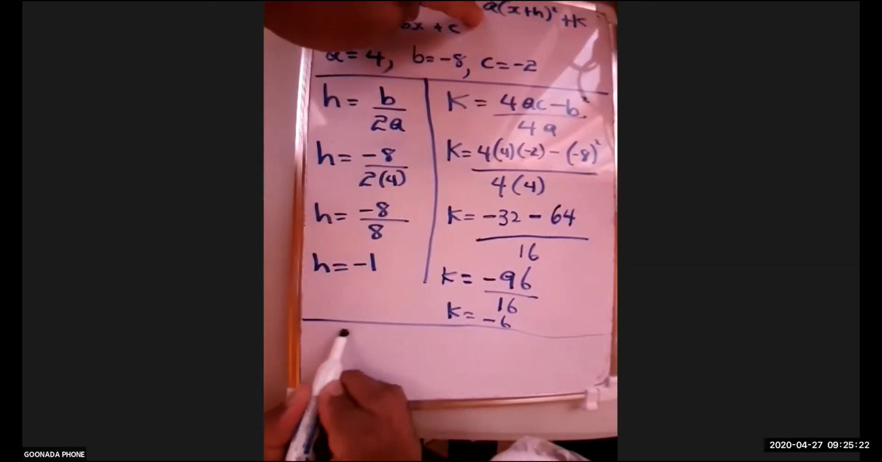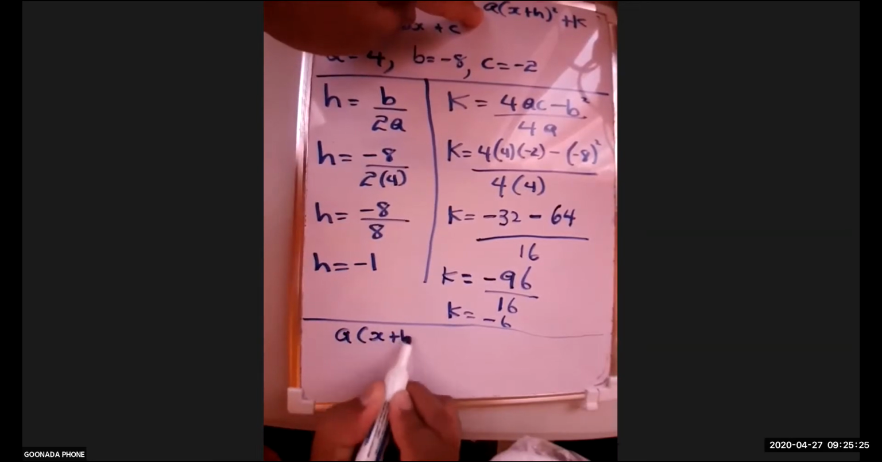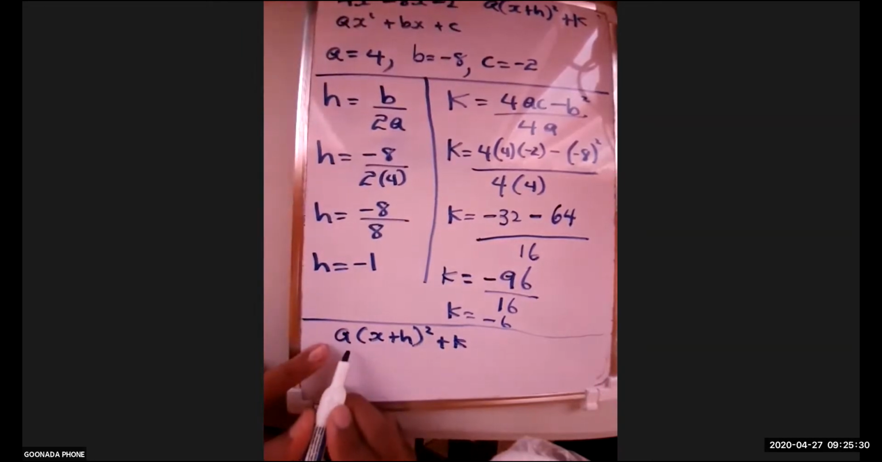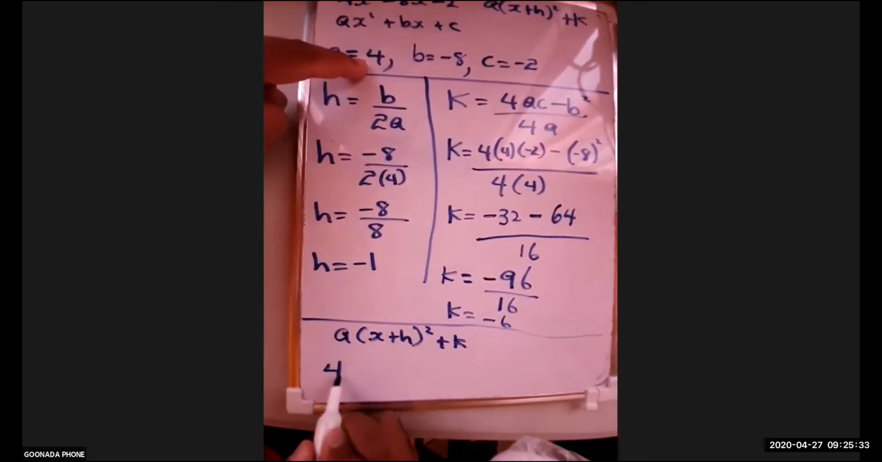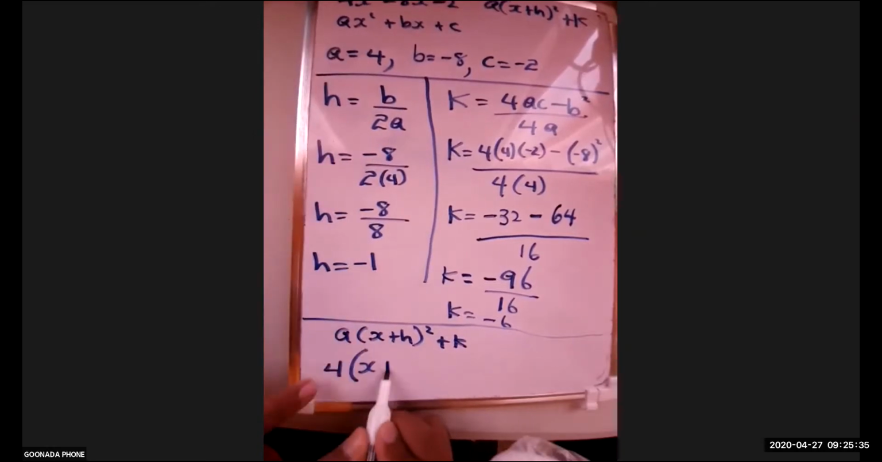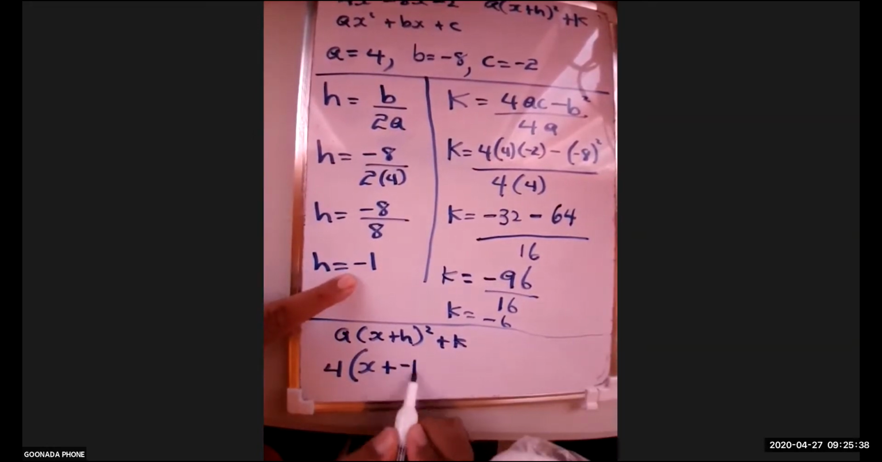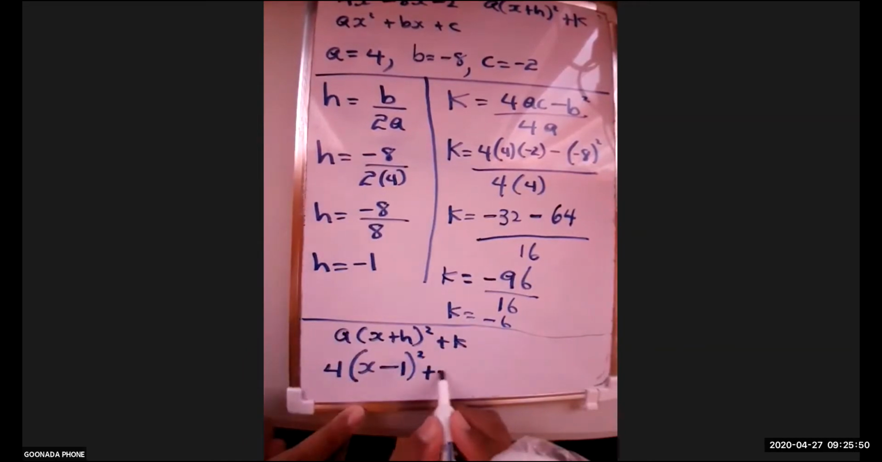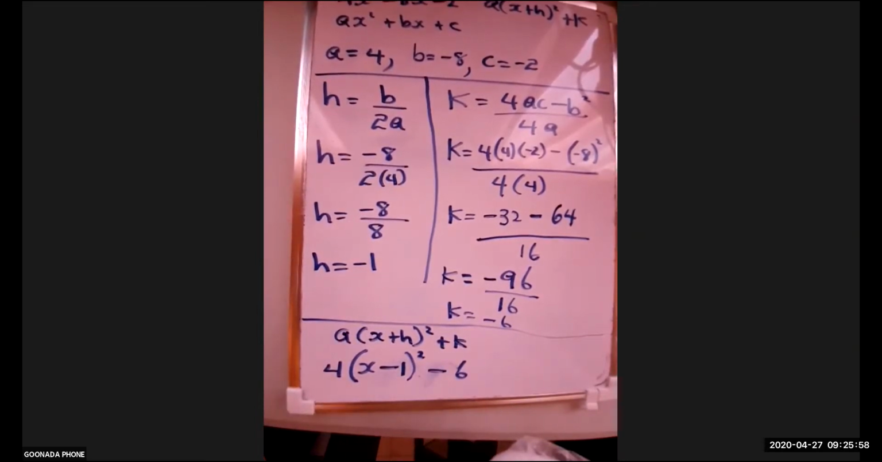So a into (x plus h) all squared plus k. So what is the value of a? The value of a is 4 into (x plus h). h is -1, right? And a plus by a minus is a minus. So this becomes x minus 1, squared, plus k, which is -6. So -6 here, a plus by a minus is a minus. So this becomes minus 6. And that is all.